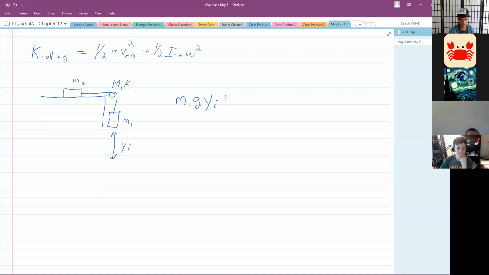So what I would end up with is 1/2 M1 v squared plus 1/2 M2 v squared plus 1/2 I omega squared. Now I'm not writing v1 squared and v2 squared because they're traveling at the exact same speed. It doesn't matter if the pulley's massless or not, as long as they are connected by a stretchless rope, they both have to be moving at the same speed.